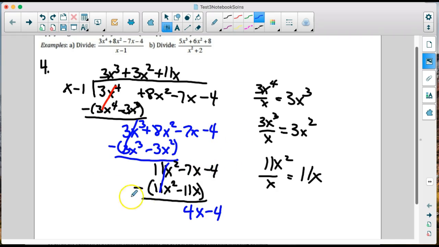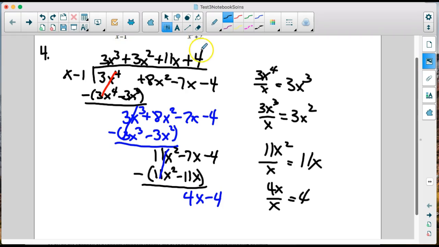Now, we're going to take our lead term here, 4x, and divide it by x. So our lead term now is 4x that's left over here, divided by x. We're going to get 4 here. So that's going to be our next term in the problem, plus 4. We are then going to multiply that 4 times both of these terms that we're dealing with. So that's going to be 4x minus 4.